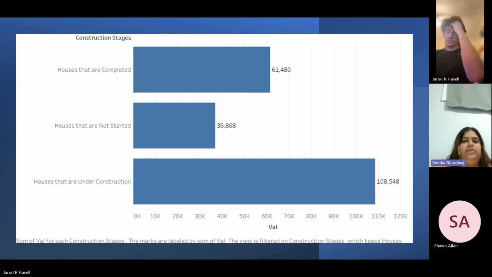And the houses that are not started have the lowest value, which could imply fewer projects or lower demand for uninitiated projects.